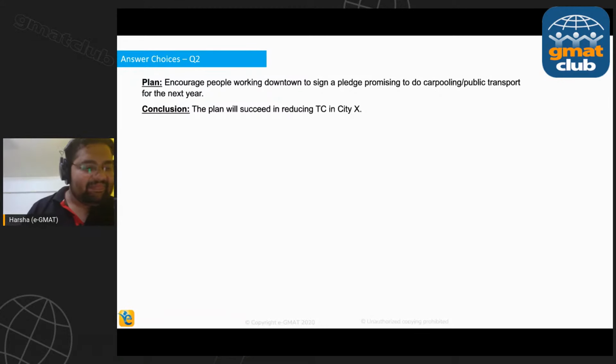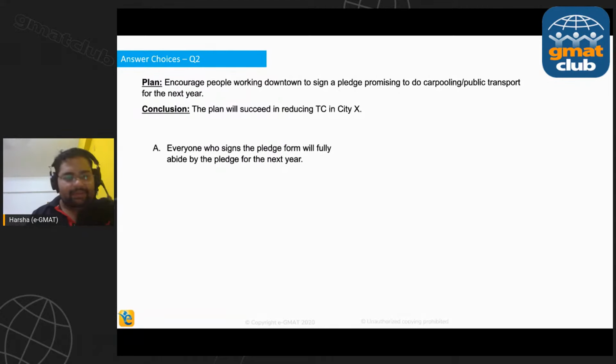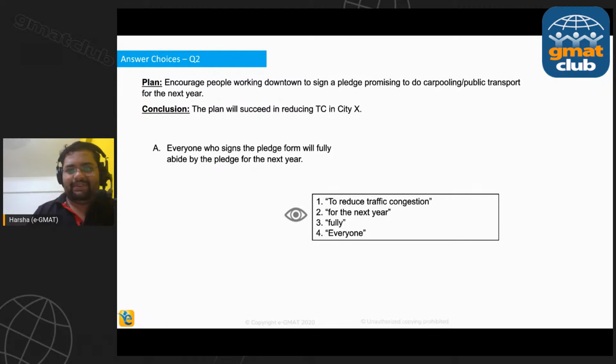Right. Now, the argument is clear, everything is clear. We're just going to deep dive into the answer choices. I'm happy to see that whoever chose option A the first time has not chosen option A this time, because option A is wrong. It's very easy to understand why option A is wrong.